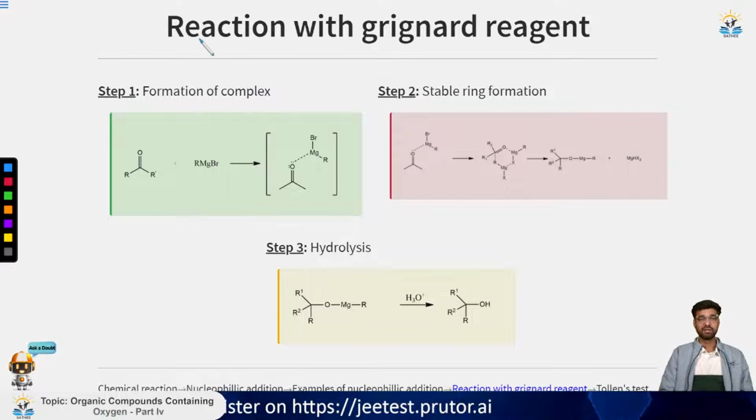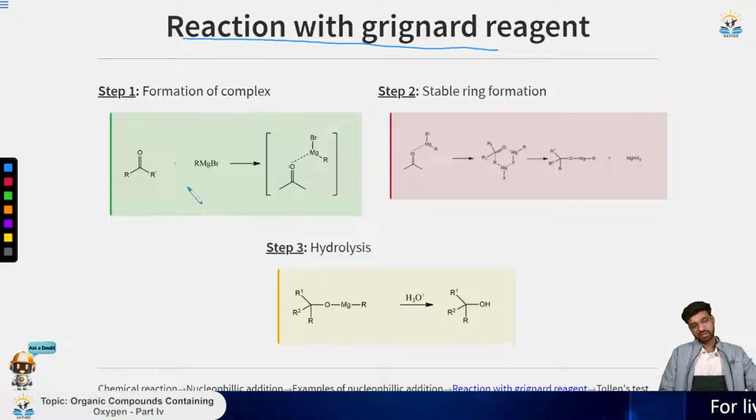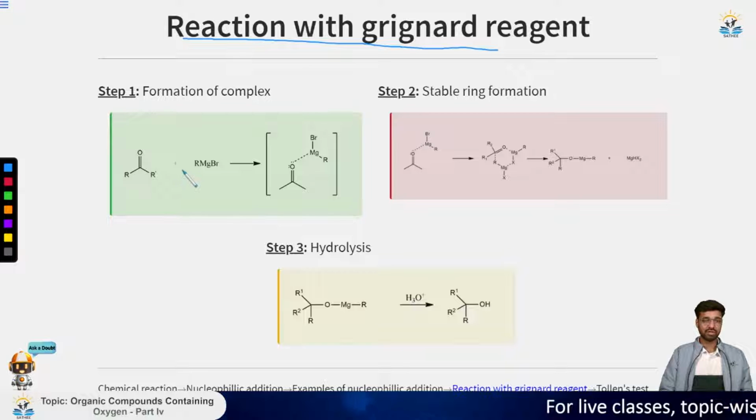Next, let us see one more nucleophilic addition, which is with Grignard reagent. We are looking at the mechanism, because we have seen the Grignard reagent earlier also. I am not giving you the whole Grignard reaction, as we have seen that in our hydrocarbon chapter. I am just giving you the mechanism, because this mechanism was not introduced at that time.